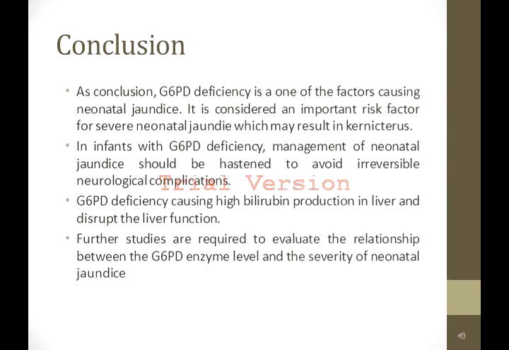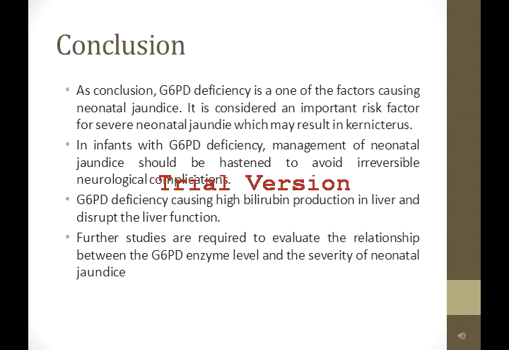So as a conclusion, G6PD deficiency is one of the factors causing neonatal jaundice. It is considered an important risk factor for severe neonatal jaundice, which may result in kernicterus. In infants with G6PD deficiency, management of neonatal jaundice should be hastened to avoid irreversible neurological complications. G6PD deficiency causes high bilirubin production in the liver and disrupts liver function. Further studies are required to evaluate the relationship between the G6PD enzyme level and the severity of neonatal jaundice.